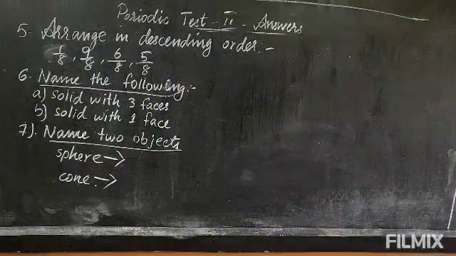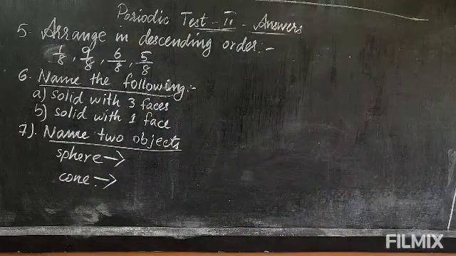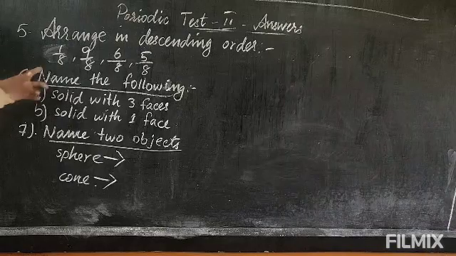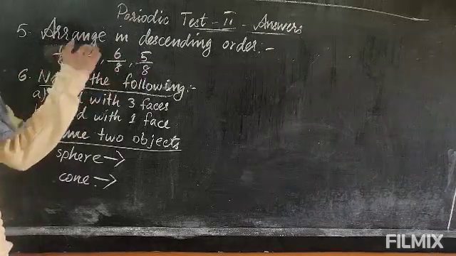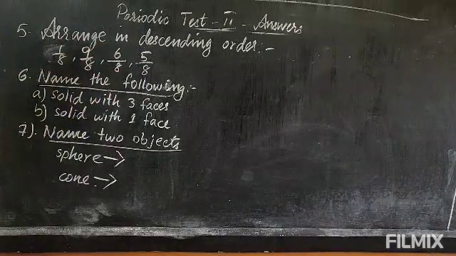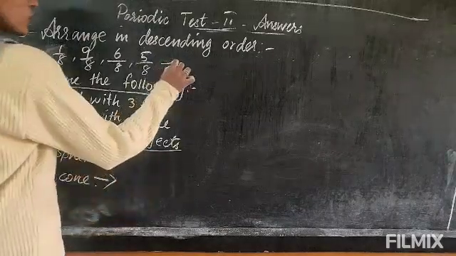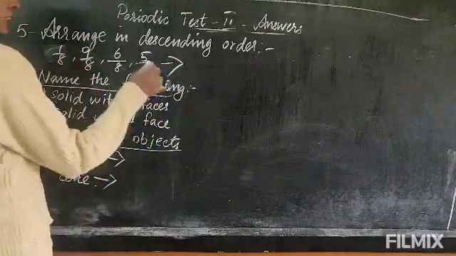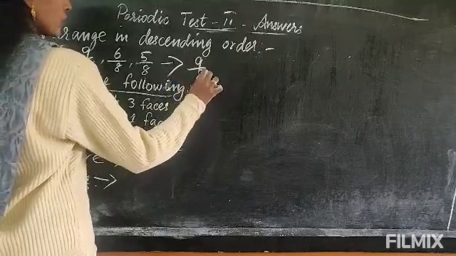Now the next question, arrange in descending order. So descending order means big to small. Here the denominators are the same, so you have to look at only the numerator. In the numerator, the bigger one you will write first. So in descending order, the bigger one is 9. So 9 by 8 will come first.